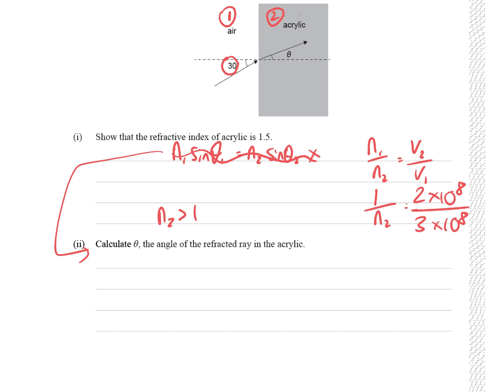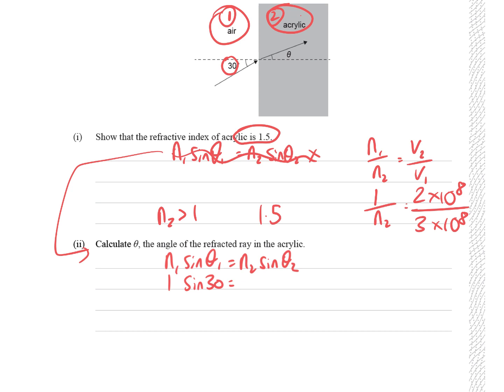Calculate the angle of refraction. Well, now you've got that answer. And remember, if you couldn't get it, just have a go, get a number, so you can do this question. Now we want the angle of refraction. Again, 1 just refers to the air, 2 refers to the second material. So the n1 for the air is 1. Sine the angle of incidence, which is 30, equals our answer up here. Let's say we get 1.5. Sorry, it does say show that. So you've got the answer. You can have a go at this.